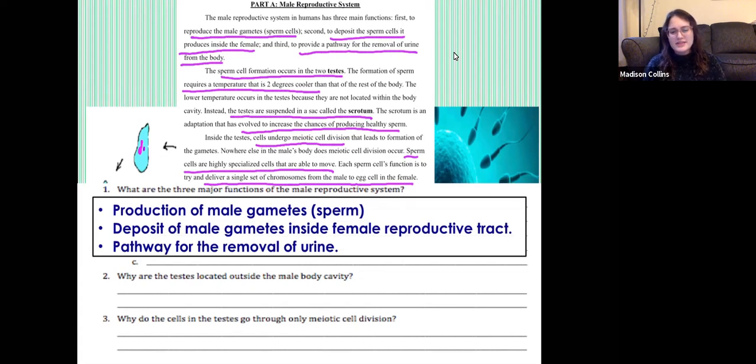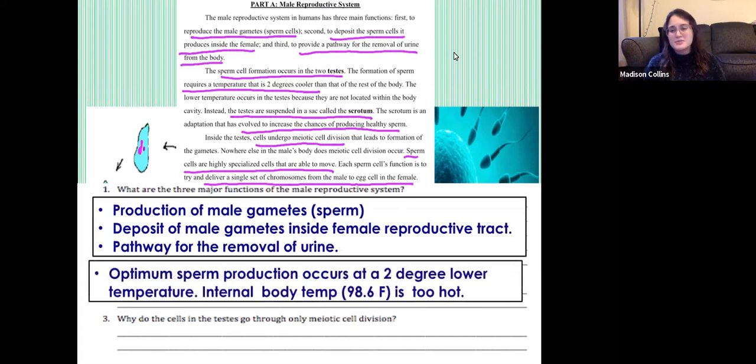Number 2, why are the testes located outside of the male body cavity? Well, this has to happen because optimum sperm production occurs at a temperature that's actually 2 degrees lower than that of our normal body temperature. So our normal internal body temperature is around 98.6 degrees Fahrenheit, but that's too hot for sperm to thrive or really survive even. So in order to prevent those sperm from dying off, the testes are located within the scrotum, which is actually outside the body cavity. This allows that cooler temperature and allows the sperm to survive and thrive.